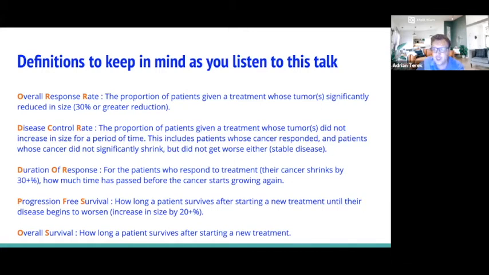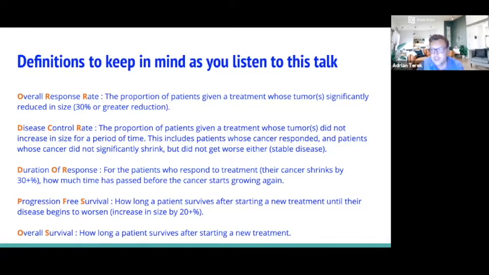Next is disease control rate. So this is a combination of all the patients who responded plus the patients who had stable disease. So basically, it's adding together the patients whose cancer shrunk with the patients whose cancer didn't quite shrink enough to be a response, but also didn't grow enough to suggest the treatment wasn't doing anything at all. And when you add those together, the idea is that it gives you an estimate on how many people get at least some sort of benefit from this treatment.